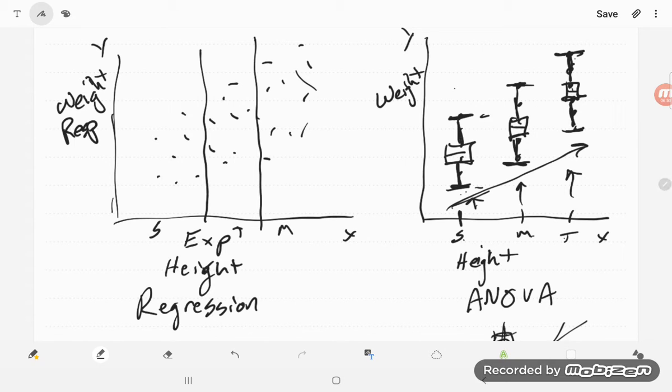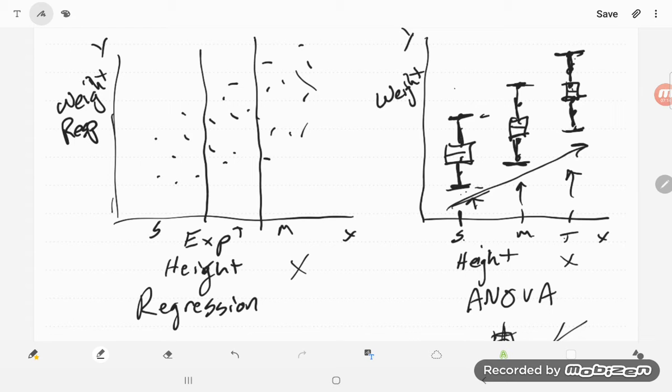Or I guess it was short. I was rhyming, reading a lot of Dr. Seuss lately. So short to tall or tall to short. But that relation is that same data, right? Same data here and here, same data, but two different tests.